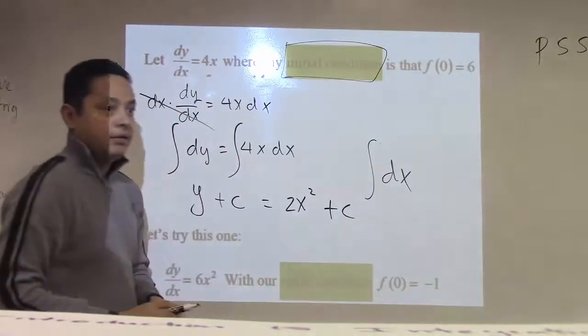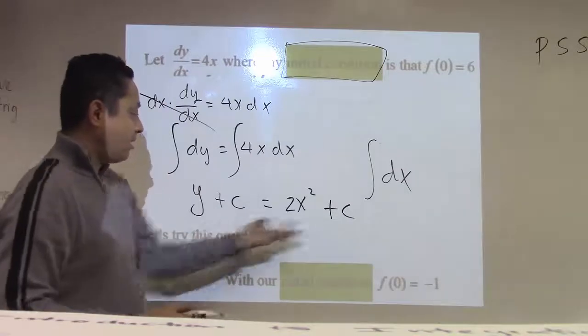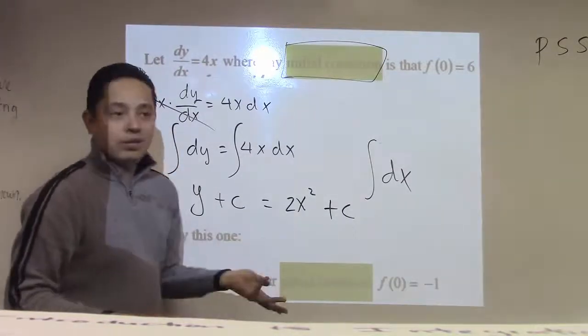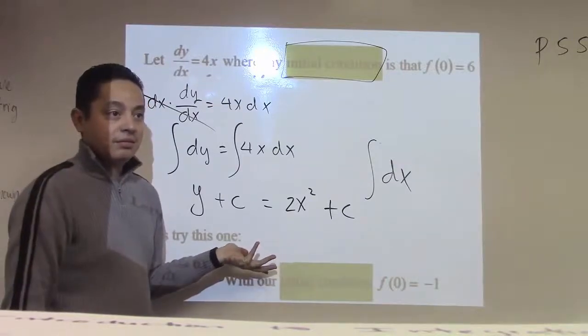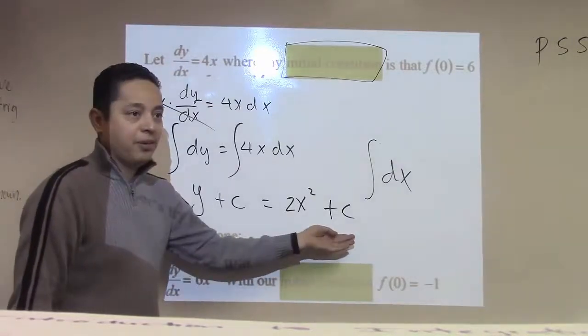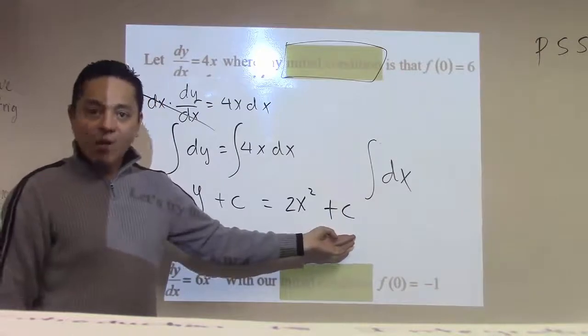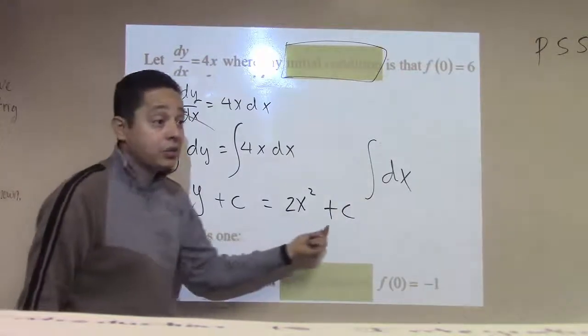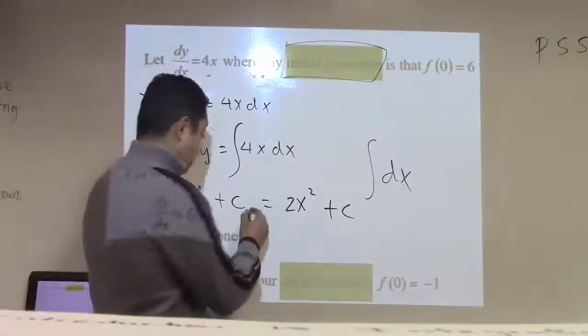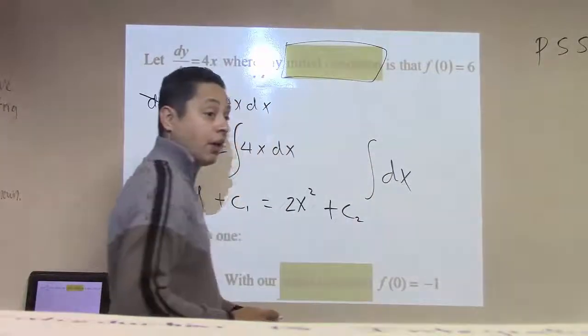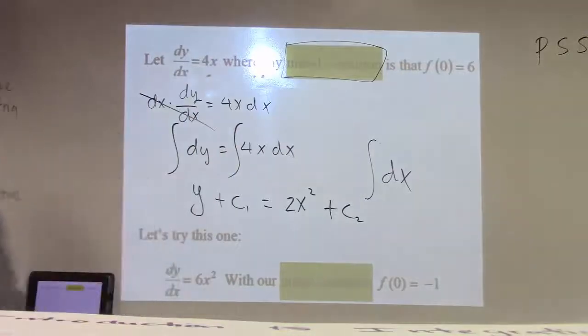Now we have a problem here. You cannot call both of them c, so we'll use a D here, or maybe we can call this one C1 and this one C2, whatever floats your boat. I will go with that, right?